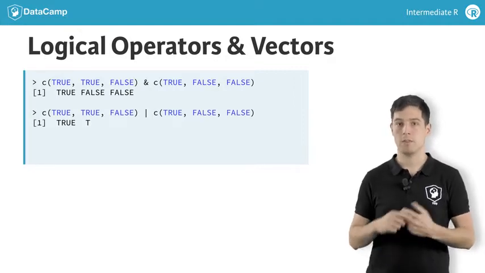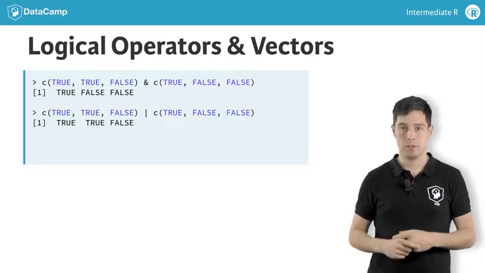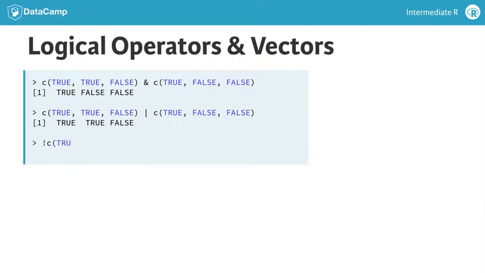A similar thing happens with the OR operator. True or true gives true, true or false also gives true, and false or false gives false. The NOT operator also works on every element of the vector. Trues are converted to falses, and falses are converted to trues.